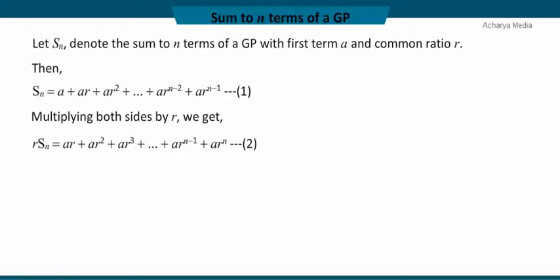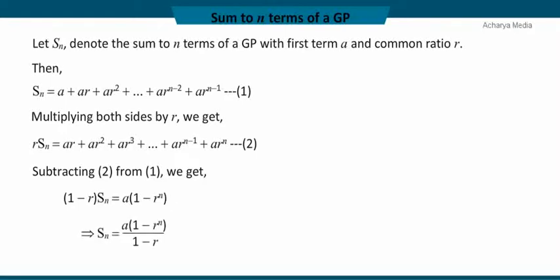Equation 2. Subtracting equation 2 from equation 1, we get (1 minus r) into Sn is equal to a into (1 minus r to the power n), which implies Sn is equal to a into (1 minus r to the power n) by (1 minus r).